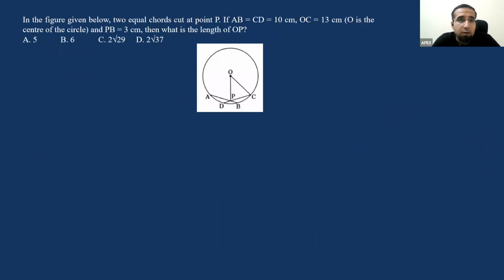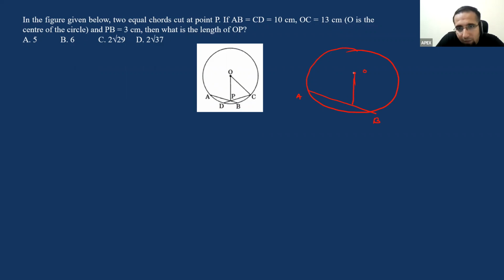Okay. Now, in the figure, 2 equal chords are given. AB and CD are 10. OC is 13. Now, let me do one thing, guys. PB, and I want the length of OP. Let me only consider the chord AB. This is the point O. There's something called P here. Or let me slightly draw it conveniently for you. There's a point called P here.